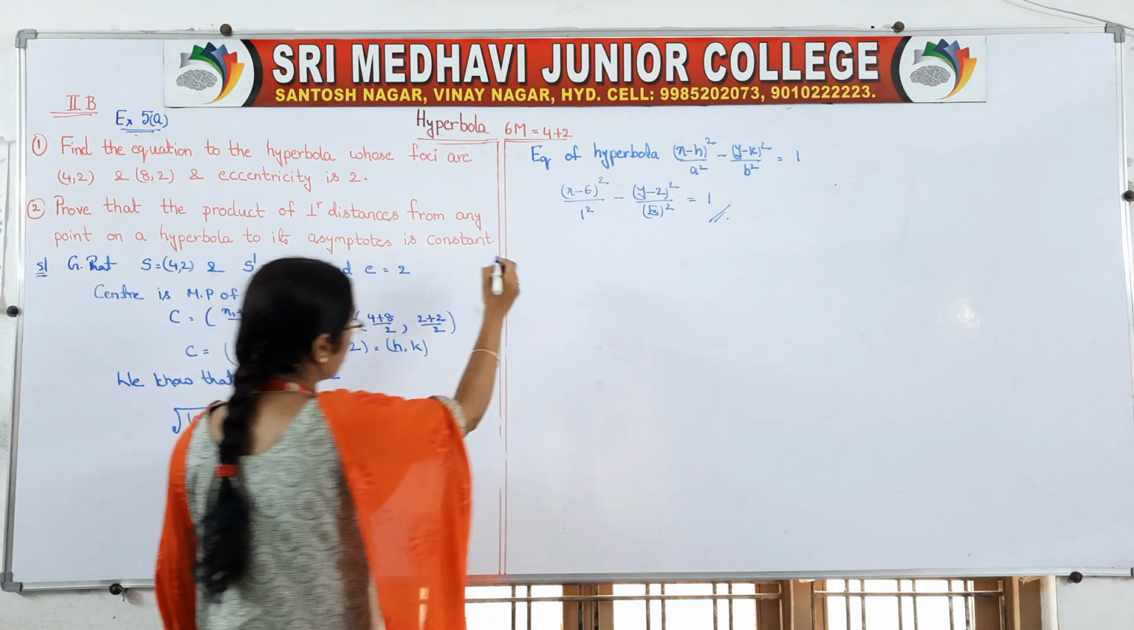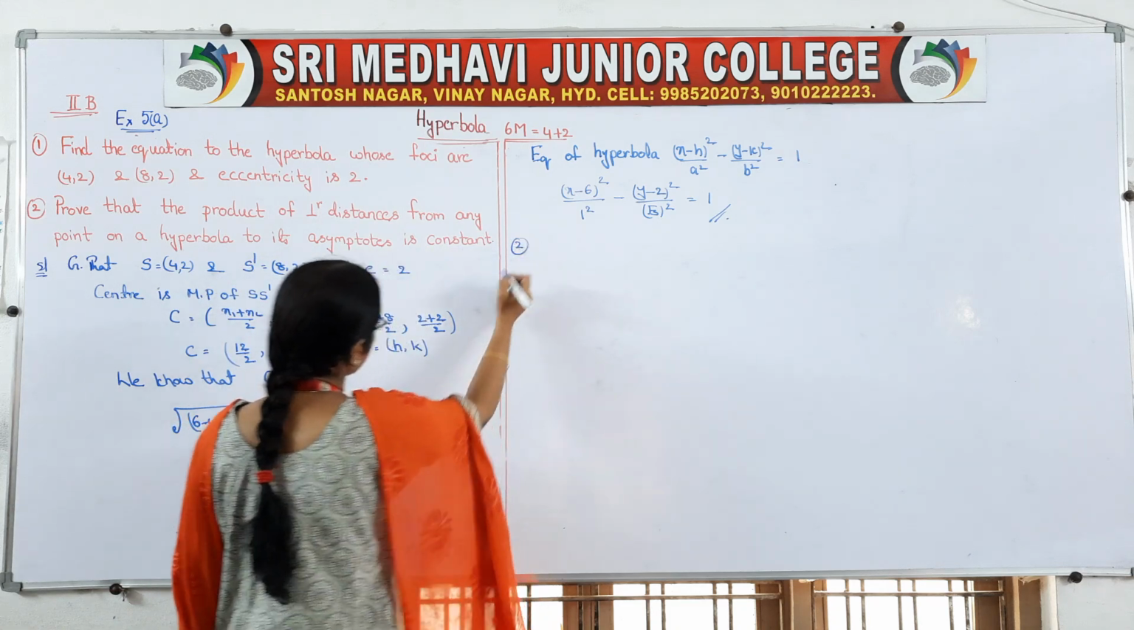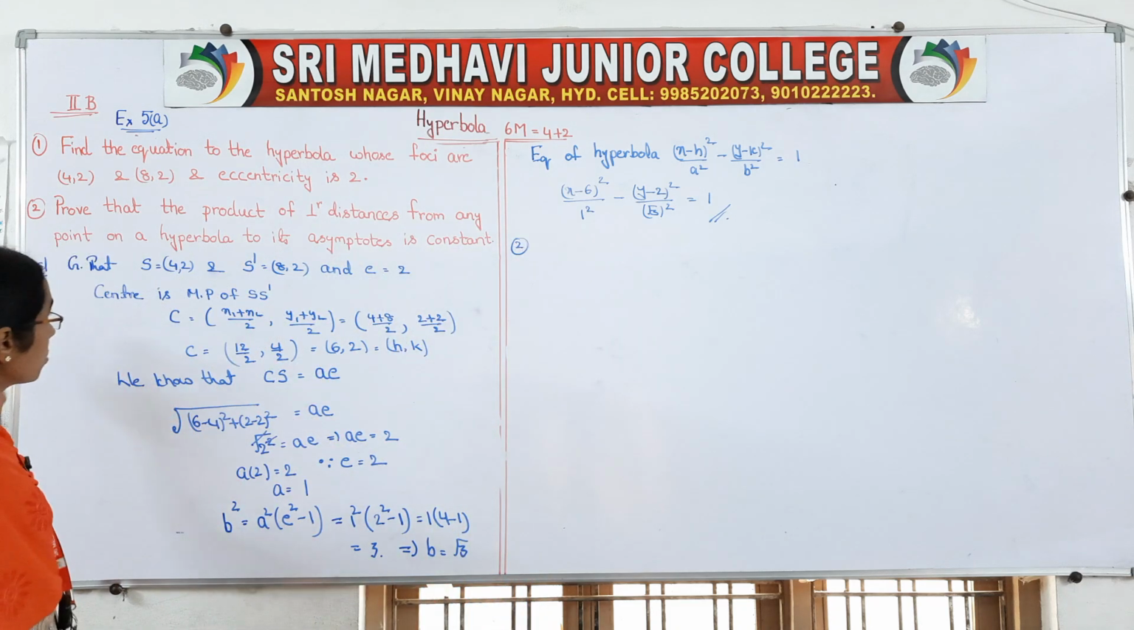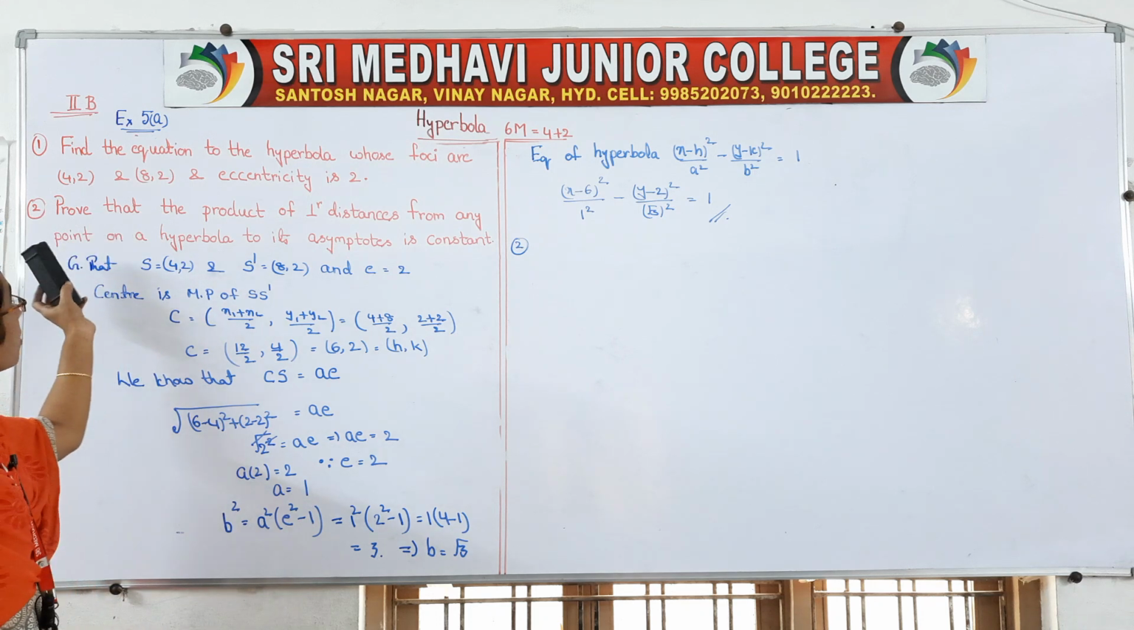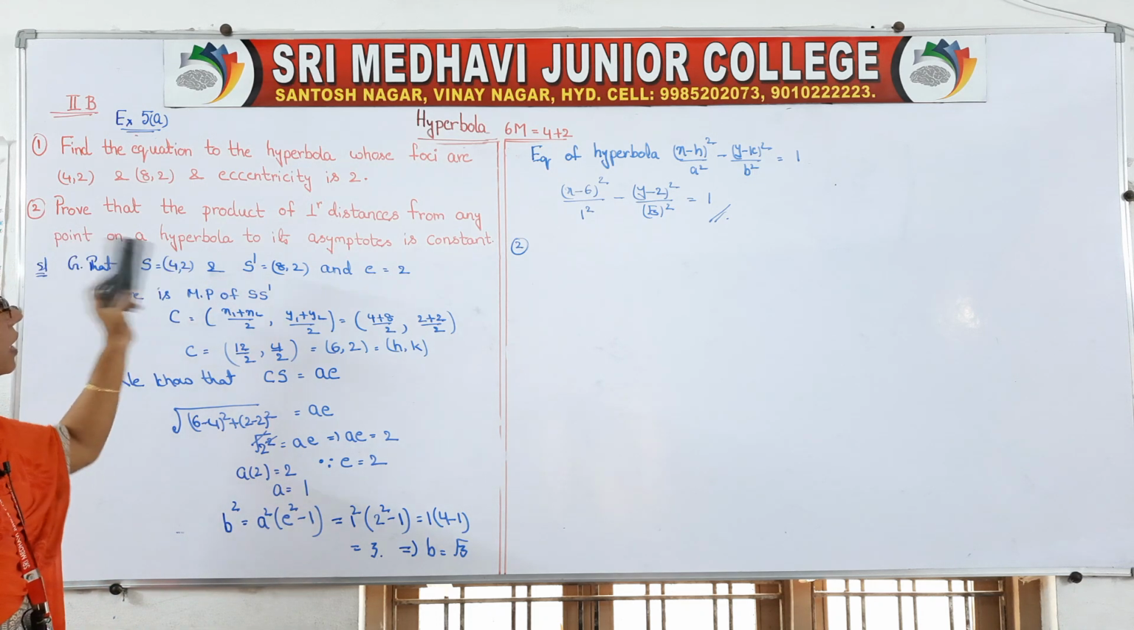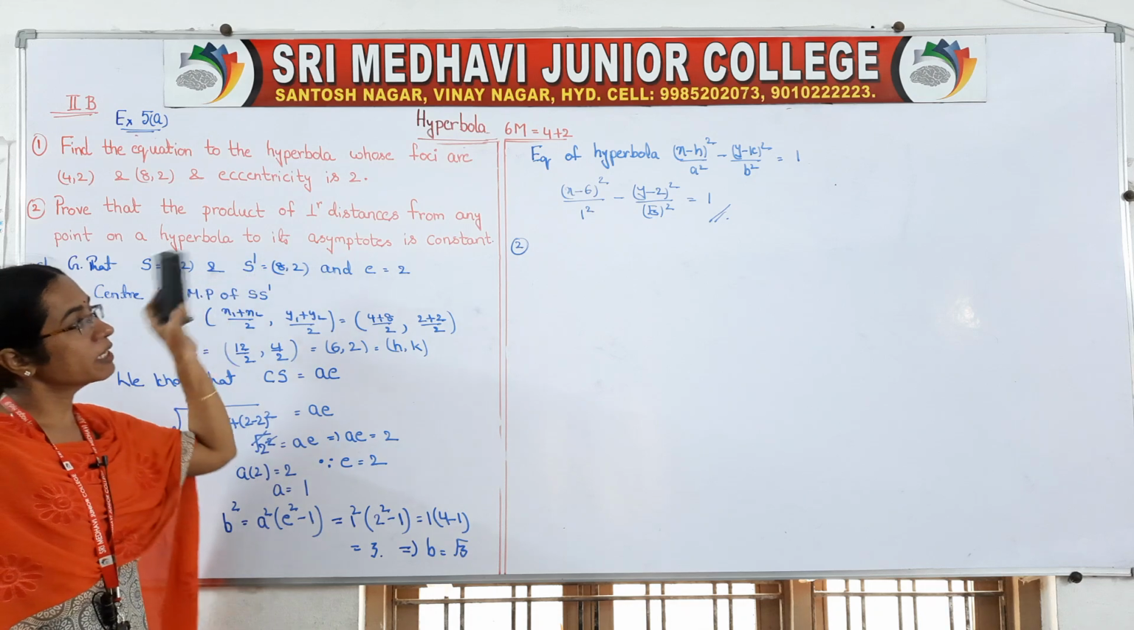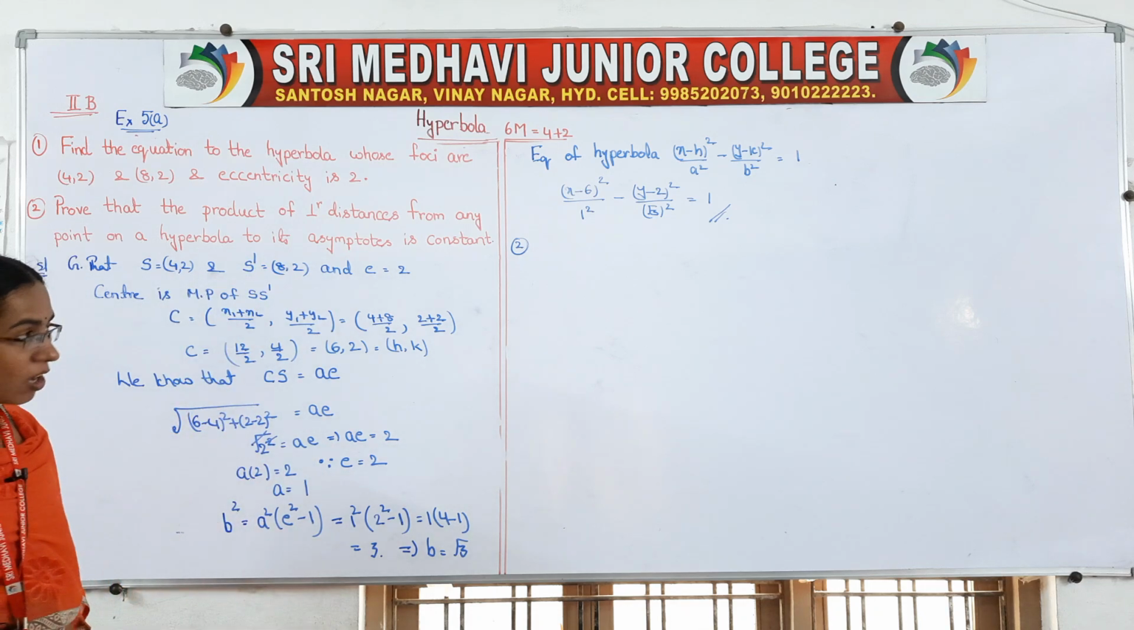Okay, next come to the second one. What is your second question? Prove that the product of perpendicular distances from any point on the hyperbola to its asymptotes is constant.